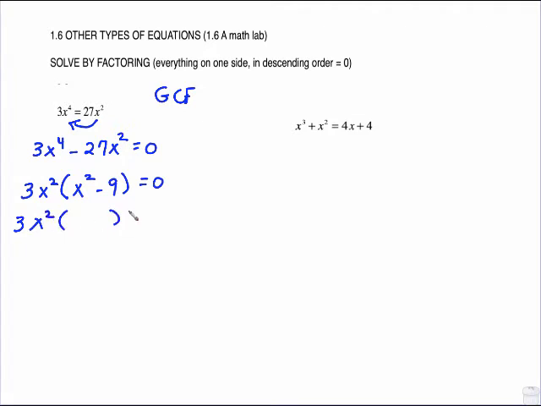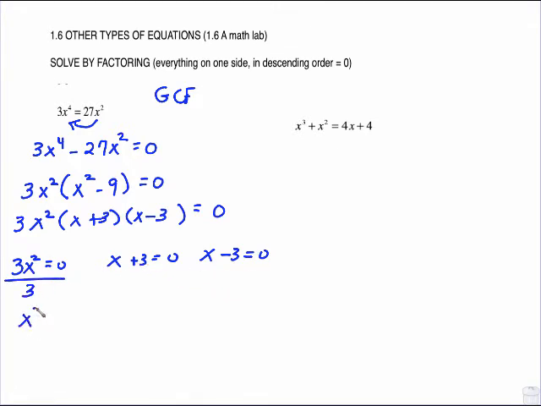X squared minus 9 you should recognize as a special type of polynomial, and that is the difference of two squares, which will factor into x, a plus and a minus, and the square root of 9 is 3. That is the complete factorization of that polynomial. So we're going to set each of those equal to 0, which is what the zero products property tells me to do. And there is a shortcut, and we'll go over that in a second, but this is step by step right now.